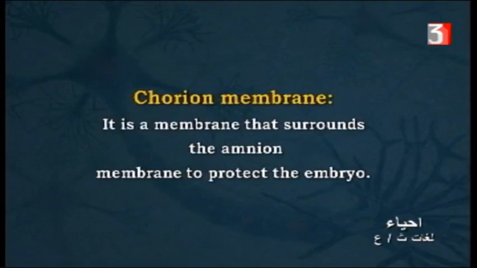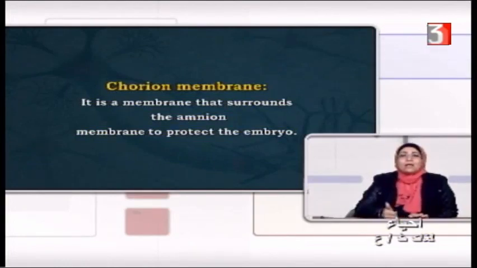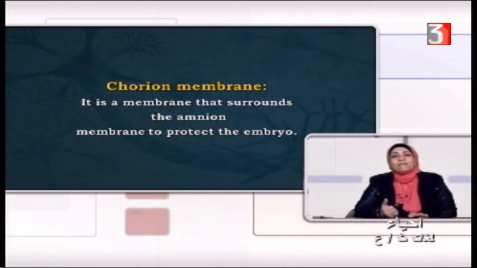Okay, what is the chorion membrane? The chorion membrane also surrounds the amnion to protect the embryo. So there are two membranes that surround the embryo: number one, the amnion membrane, and number two, the chorion membrane. First, the amnion membrane contains fluid to protect it from shock and dryness. The second membrane is an additional protective layer to be on the safe side.